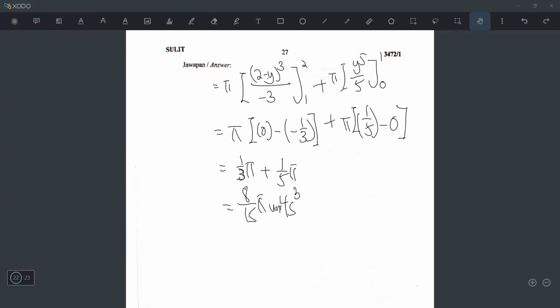Okay, so let me check with the answer scheme quickly and see whether I did it correctly or not. 8 over 15, 1 over 12. Yeah, correct.